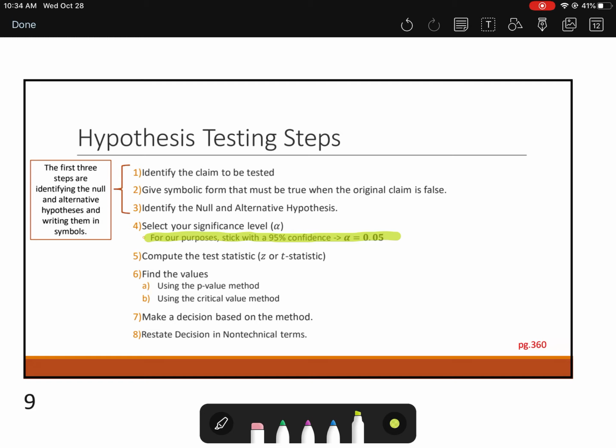So are we going to reject it or accept? And then restate the decision in non-technical terms. So that would be if someone wanted to read your research and they don't know a lot about math, you want to be able to write it so they can understand it.